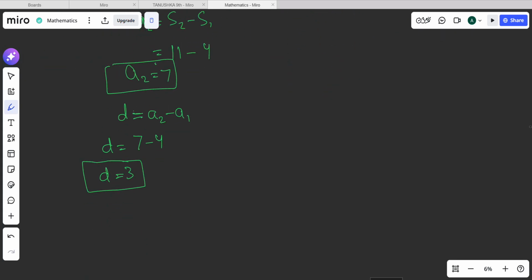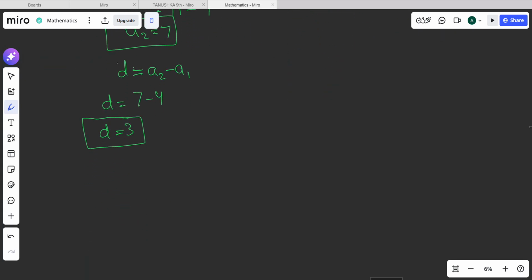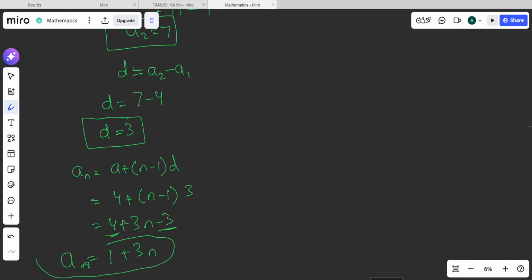So let's find out the nth term first. Nth term is an. An is a plus n minus 1 d. So 4 plus n minus 1 into 3, which will be 4 plus 3n minus 3. 4 minus 3 will give you 1, and plus 3n. This is the value of nth term of the AP, or simply an. An equals 1 plus 3n.